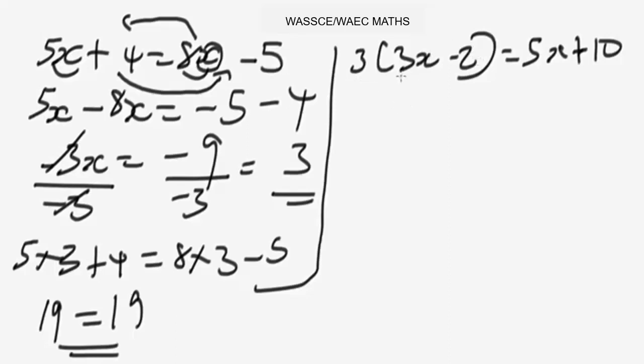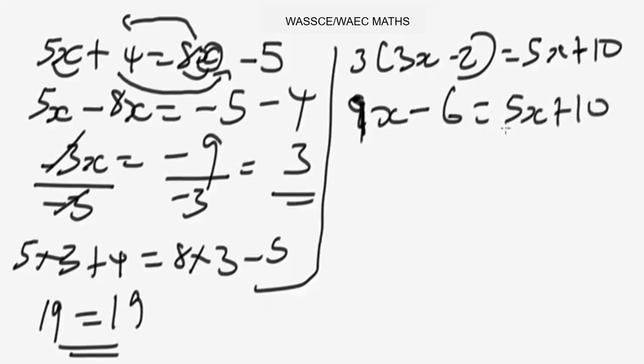Now to begin with, let's multiply out the brackets on the left side of this equation. So when you do it, you're going to have 3 times everything. 3 times 3x gives us 9x, and 3 times -2 gives -6, so 9x - 6 equals 5x + 10. Now you collect like terms. This 5x will cross over the equality sign and change to -5x, and this -6 will cross over the equality sign and change to +6.